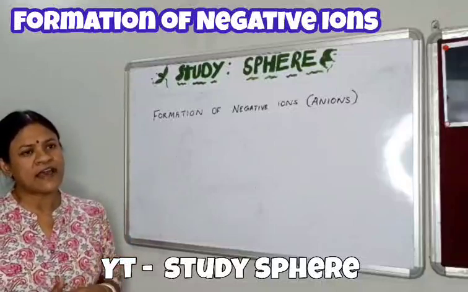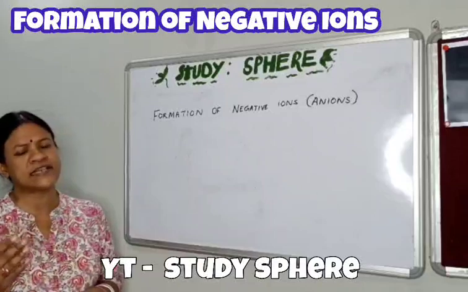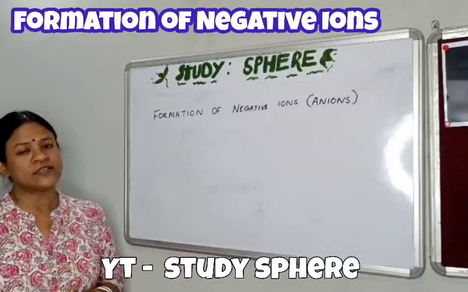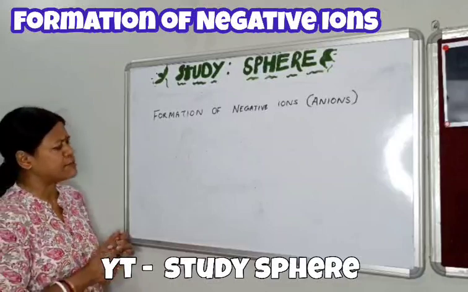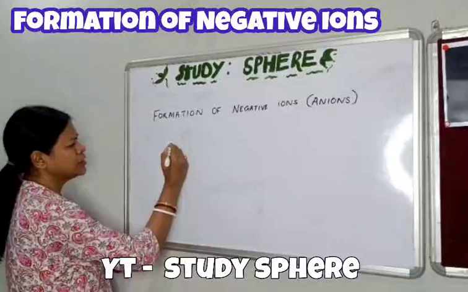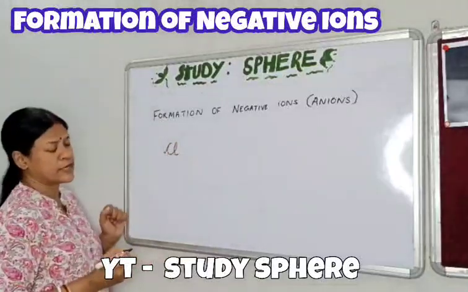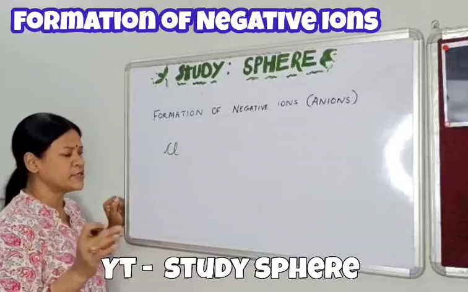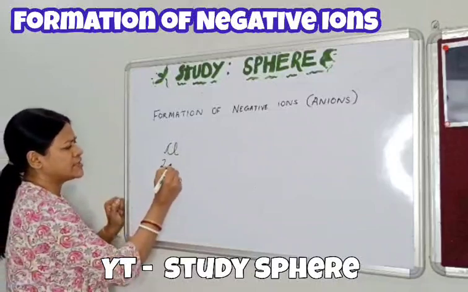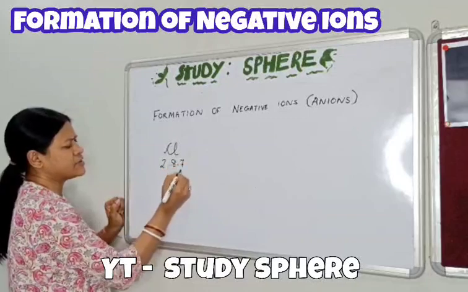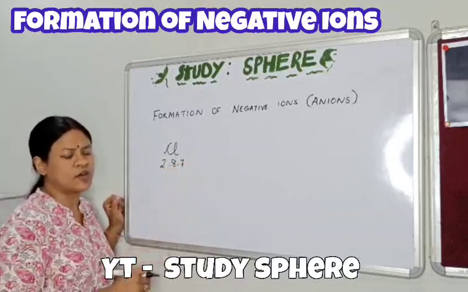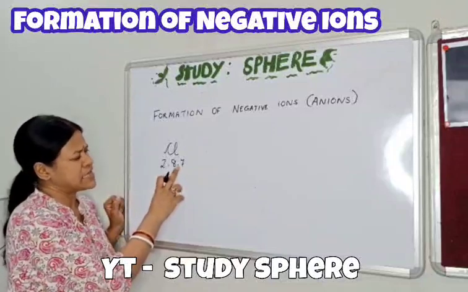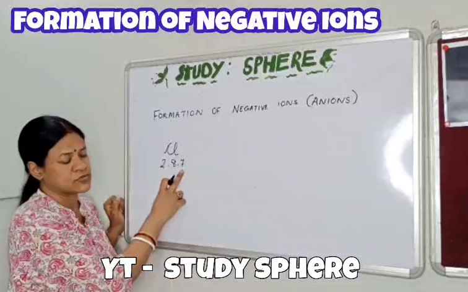some elements have 6, 7, 5, 6, 7 valence electrons in that way. They have the tendency to accept electrons. Let me take one example of chlorine. Can you tell me the electronic configuration of chlorine, atomic number 17? So what will be the electronic configuration? 2, 8, 7. How many electrons do you find in the outermost shell? 7 electrons. So what are these 7 electrons? These are called valence electrons.